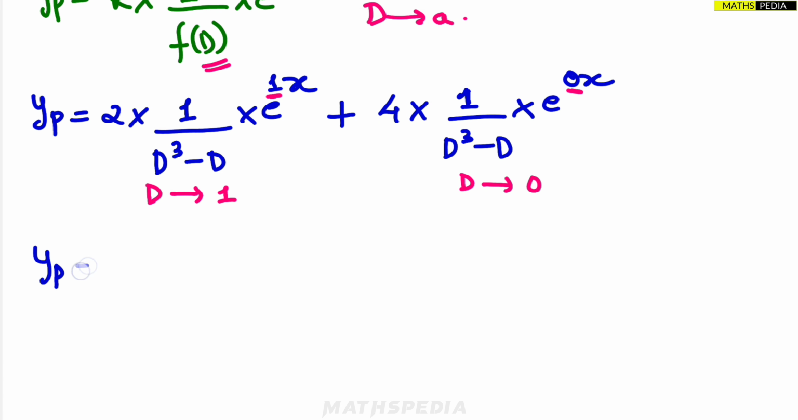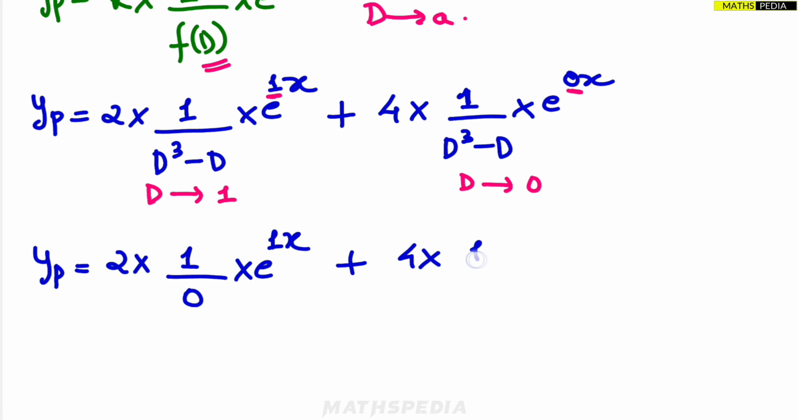So yp value is equal to, in this particular what will happen? If you substitute 1 here, so 1 by 1 cube minus 1, which is nothing but 0, into e power x, 1x, plus here what will happen? 4 into, if you substitute 0, what will happen? Again 1 by 0 into e power 0x, right? 0 minus 0 is 0. So here we are getting the denominator as 0.